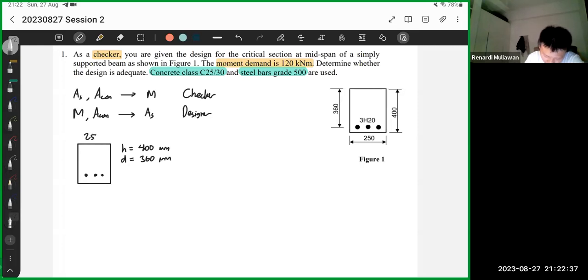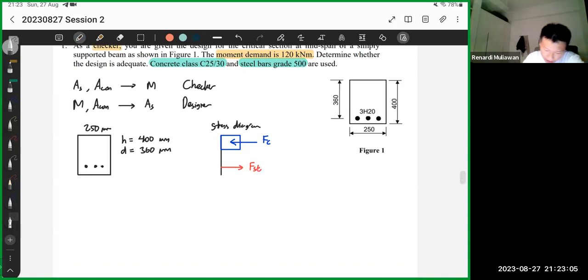Next is we draw the forces. Actually, you don't need to draw if you know, but again, I'm showing the basic principles. That's why I draw. So this is your stress diagram. The top part will get compressed, something like this. So this is FC. The bottom part will get tensile. So this is FST.